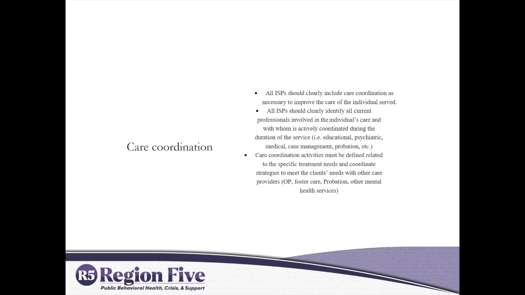So the school system, maybe they have an IEP. If they have a case manager, they're on probation. Maybe they have neurological issues that we need to work through. So we want to make sure that's documented. Psychiatric help, social services. And care coordination activities must be defined related to the specific treatment needs. So we want to look at what somebody is providing, whether that's outpatient, foster care, probation, or other mental health services. So we want to make sure that the specific treatment needs and coordination efforts, you're working with all of those parties.